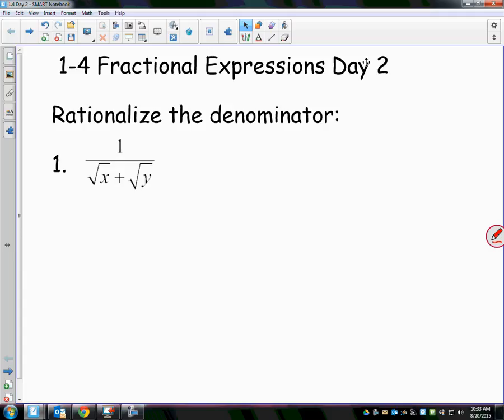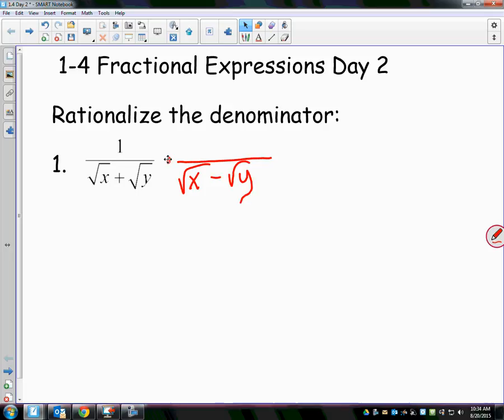Denominator of our fractions. If you have a square root, we're just going to multiply to get rid of it. What if I have addition of square roots in my denominator? Do you know what I would do to get rid of that? Any suggestions? Chase, what do you think? Well, I know what to do. Okay. Just multiply by square root of x minus square root of y.